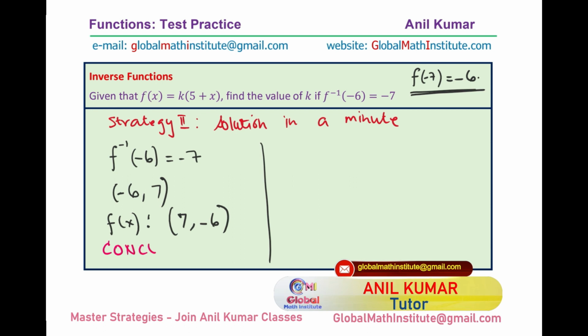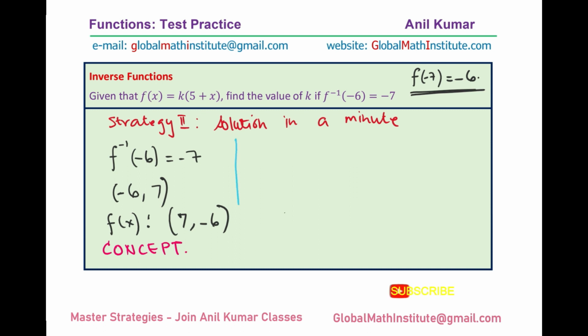Now we have understood the concept. Once the concept is clear, the solution is absolutely simple. So let's go for the solution. What have we understood? We have understood that for the given function f of x, which is equal to k times 5 plus x, we are given a coordinate point, and this coordinate point is minus 7, minus 6.